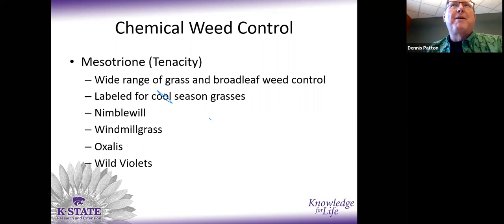That's one of the reasons I probably didn't put it in here, because for most of this audience we're dealing with, I don't think you should be using those products. I think you're going to have more potential problems, especially with a lot of desirable trees and shrubs on your property.